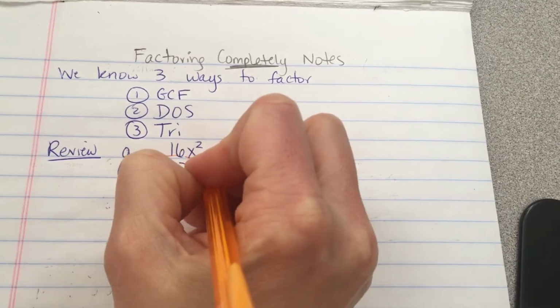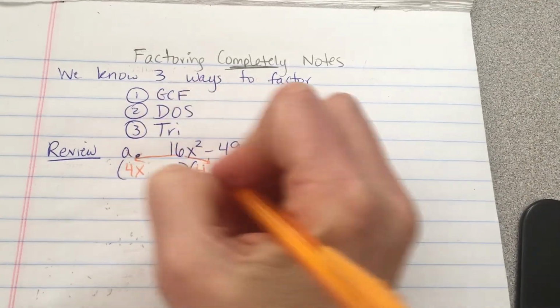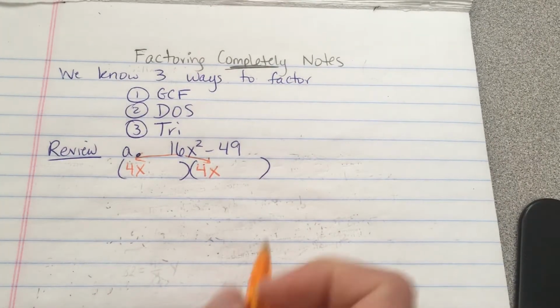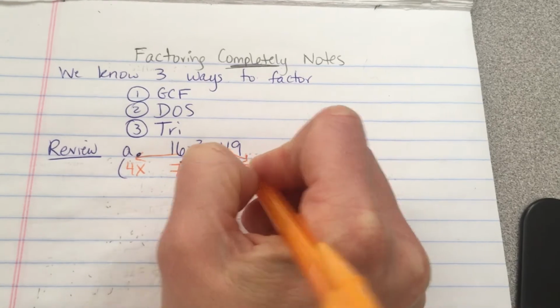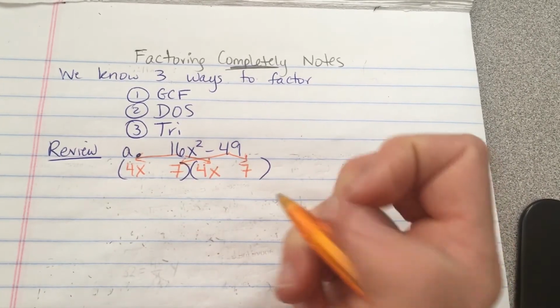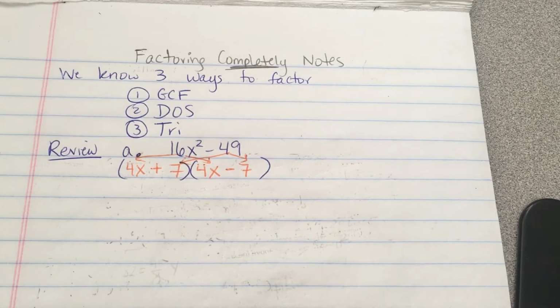Okay, so this one splits into 2 parts. 16 is 4 times 4. And then you put your x and x. And then 49 splits to 7 and 7. And your signs have to be different, because the only way to get negative 49 is to have a positive times a negative or a negative times a positive. Okay?